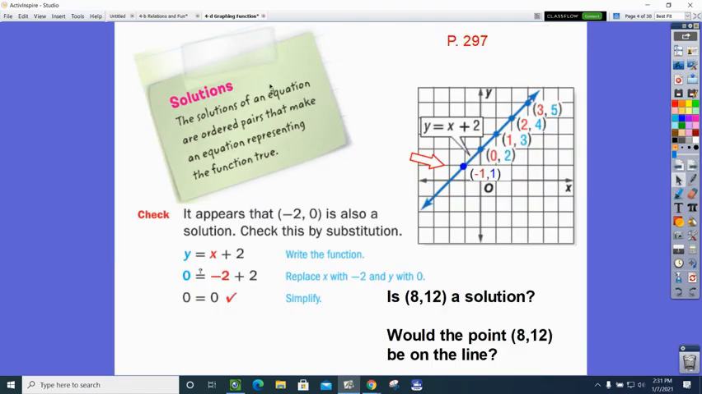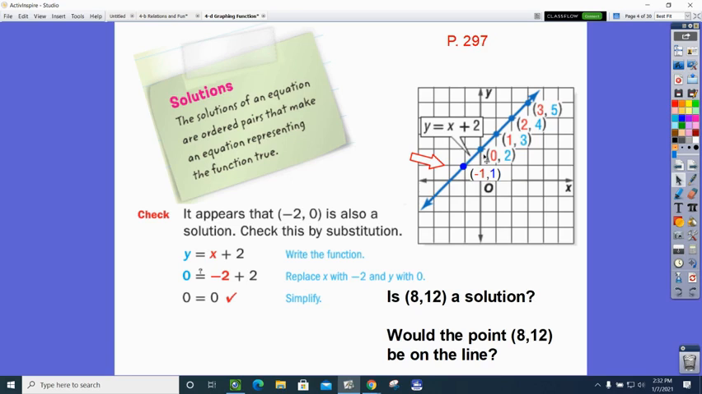So realize that the term solution means that it is basically a point on the line. So you could look right now and say, yep, the point 1, 3 is a point on the line. 1, 3 is on the line. It's a solution to this function. That's what the word solution means. Is it a point on the line?